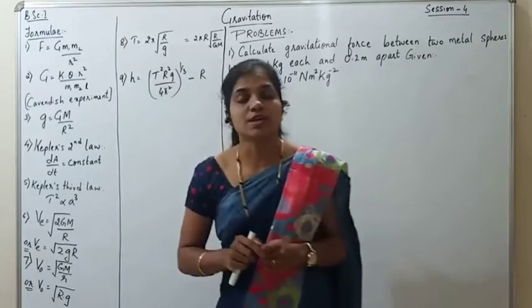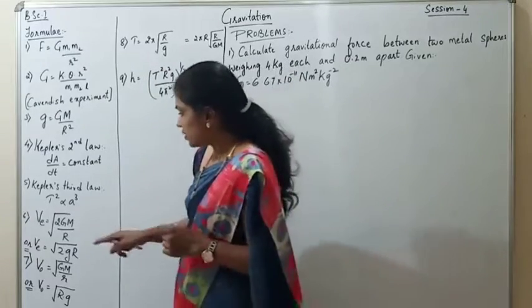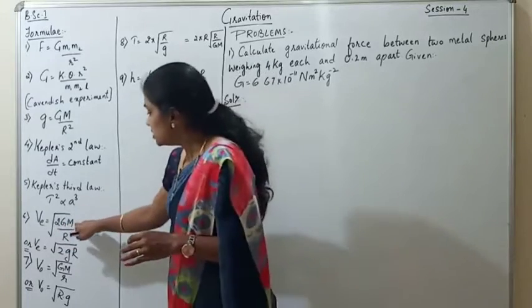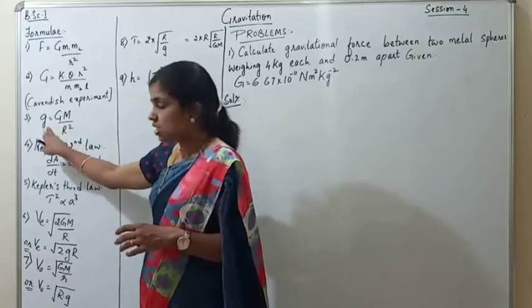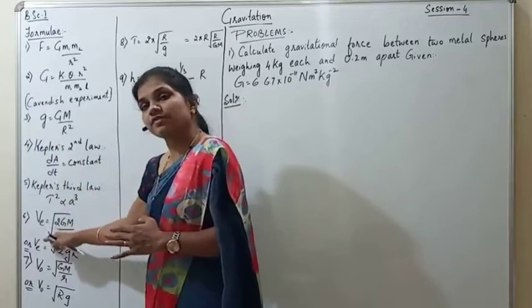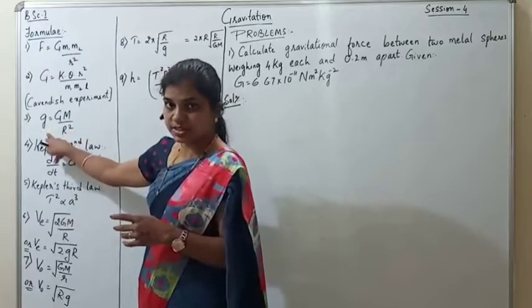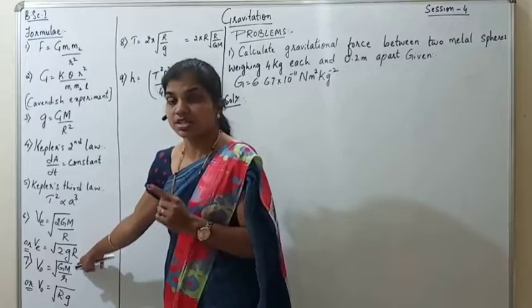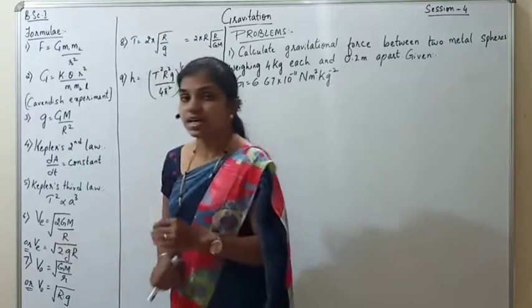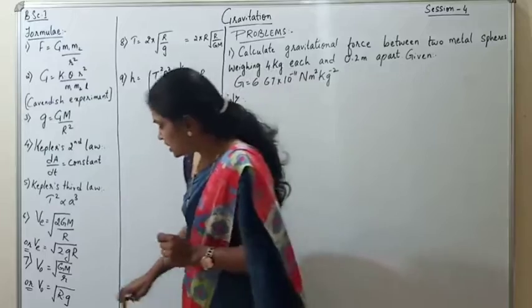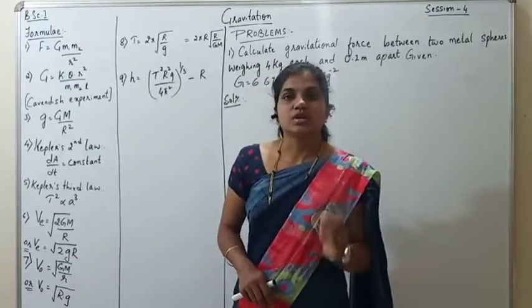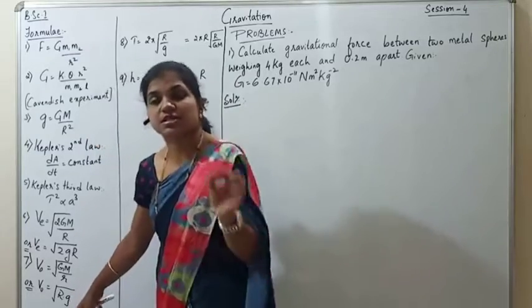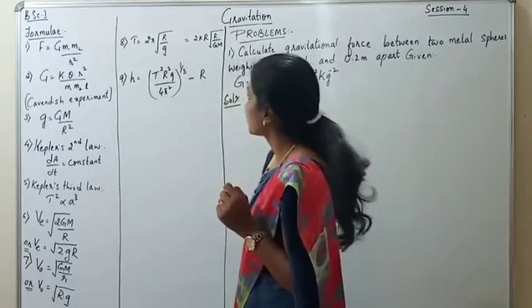Next, we have the formula for escape velocity. Escape velocity is square root of 2GM by R. Now we know that GM by R square is equal to g. So if I want to write escape velocity in terms of acceleration due to gravity, I have the formula square root of 2gR. g is acceleration due to gravity, R is radius of the earth. Similarly, orbital velocity is square root of GM upon R, and in terms of acceleration due to gravity, it is square root of R into g.